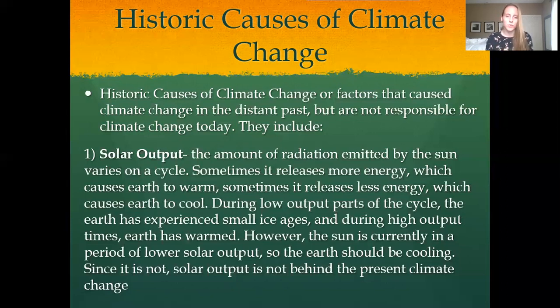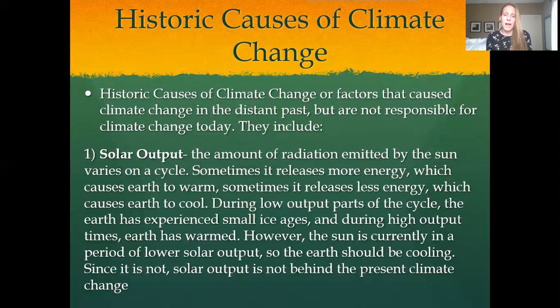The first is solar output. So that is just the amount of radiation that's being emitted by the sun. And this actually cycles. There are warm cycles and cool cycles. So the temperature of the sun essentially goes up and down in very predictable ways. When less energy is being released from the sun, that tends to cause the Earth to cool. And if the sun is releasing more energy, it causes the Earth to warm.